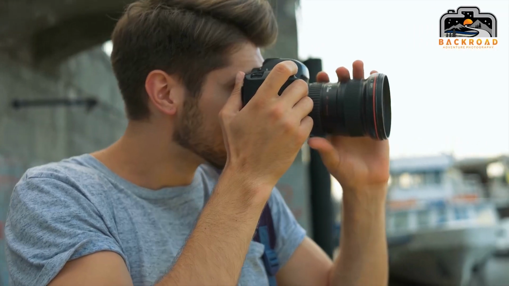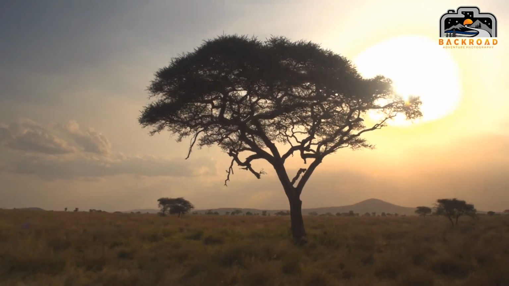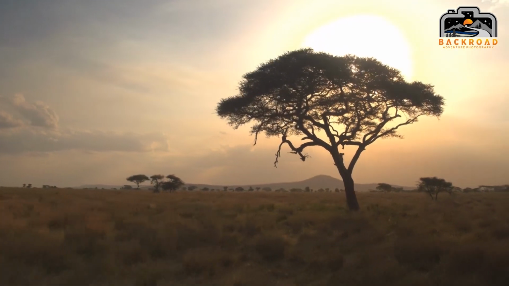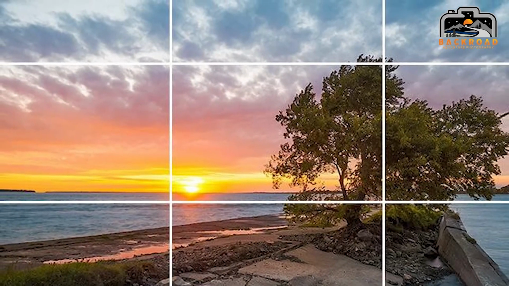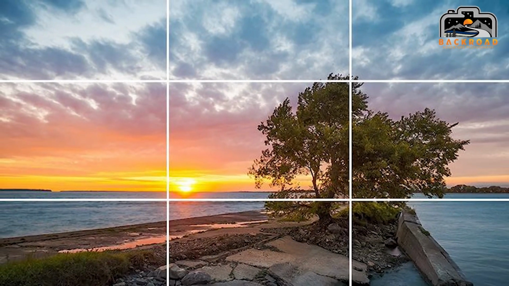In landscapes, try positioning your main subject, like a tree or a rock formation, along one of the vertical grid lines. This draws the viewer's eye into the image and adds depth to the overall composition.